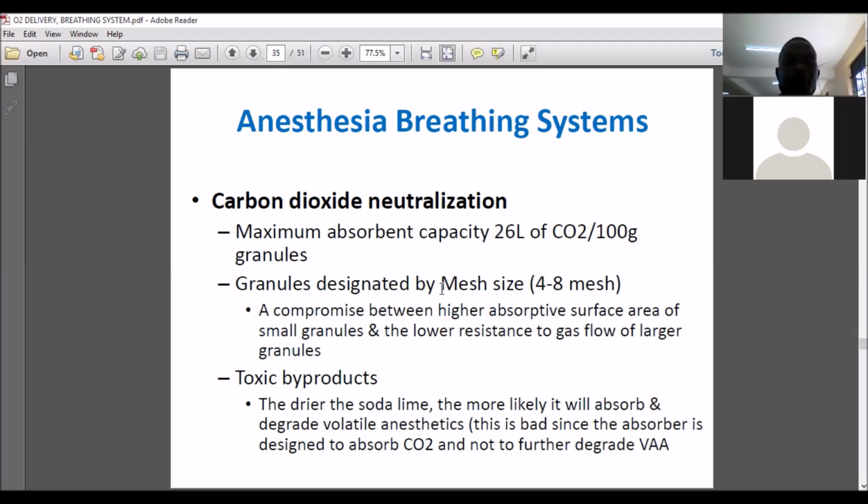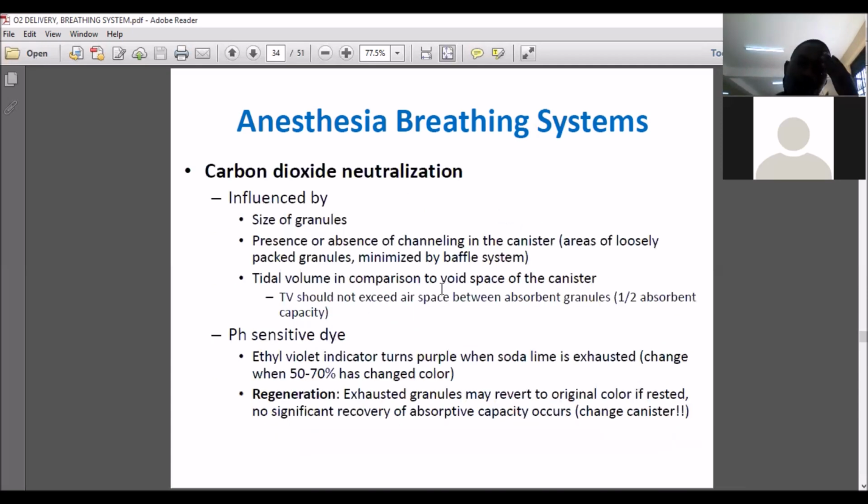Then the toxic byproducts. The drier the soda lime, the more likely it is to absorb and degrade the volatile anesthetics. This is bad, since the absorber is designed to absorb carbon dioxide and not to further degrade our volatile anesthetic agents. So it should not be so dry. Then carbon dioxide neutralization. Am I going back?